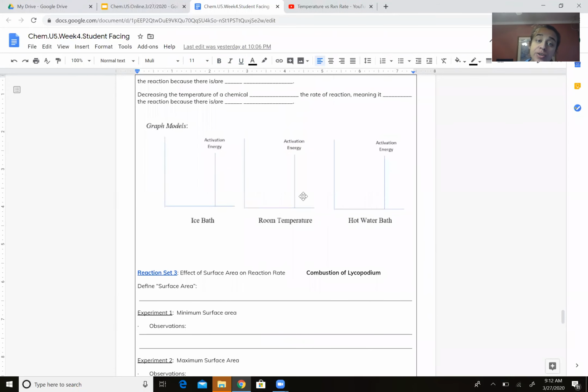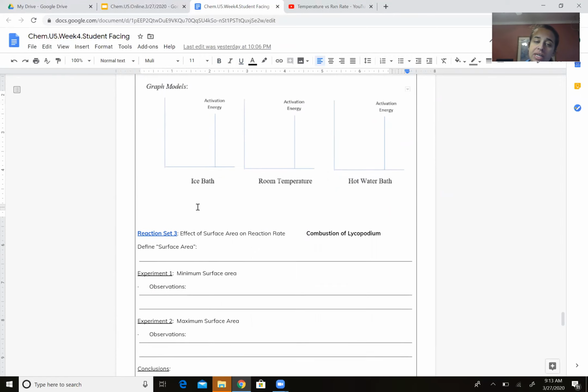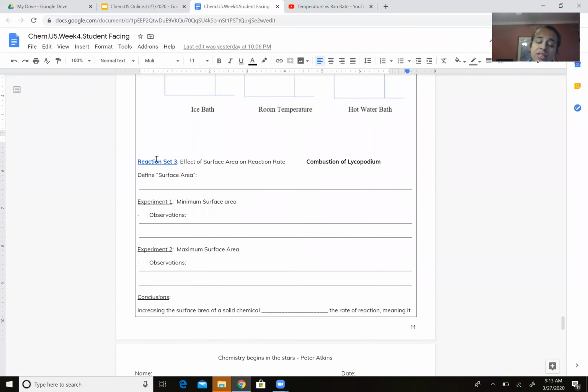So by now you should have completed halfway through page 11, reaction set 2. Again, we skipped the graphing models for now. We'll work on that more next week. So now you can work on reaction set 3. Same thing. This is a link, and I'll also post it in the Google Classroom so you have it.